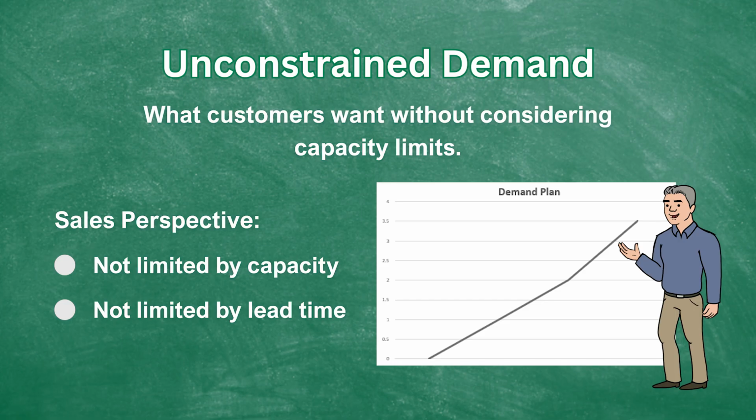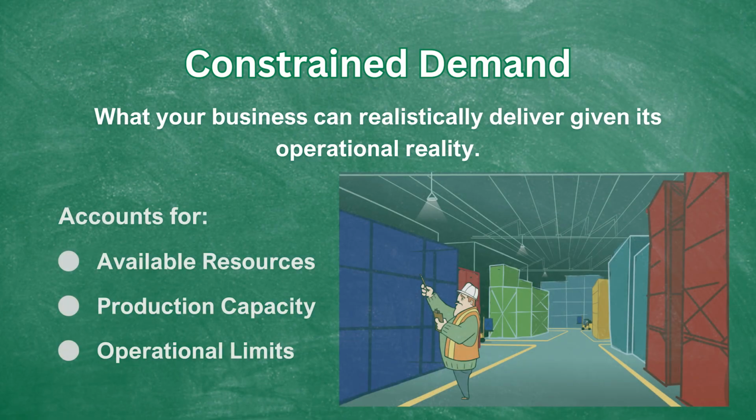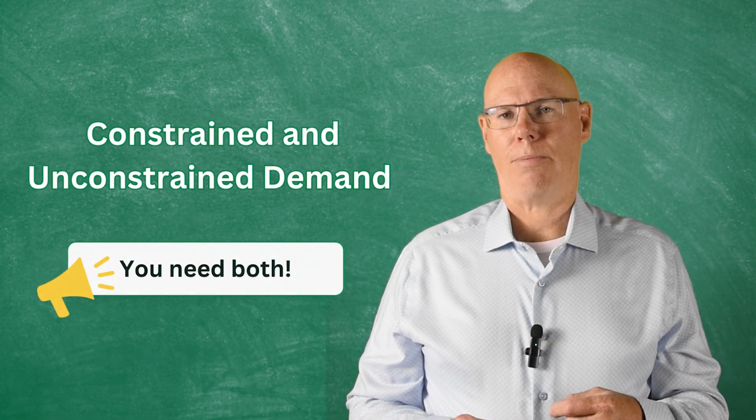Now, compare that to constrained demand. This is what your business can realistically deliver. It takes into account your actual supply, available resources, and production capacity. In other words, it's the view of what's achievable given the limits of your operation. A good demand plan needs both.